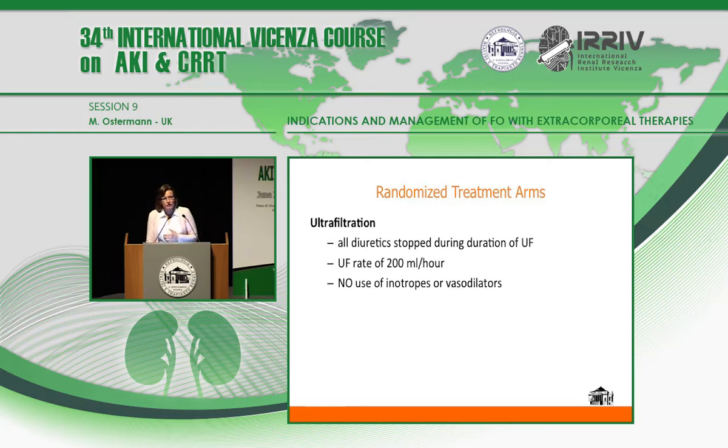Patients who were randomized to the ultrafiltration group were commenced on extracorporeal therapy, and the aim was to remove fluid at a constant rate of 200 mL per hour. All diuretics were stopped, and inotropes and vasodilators were not allowed. And the important thing was that the rate of fluid removal was constant in all patients.